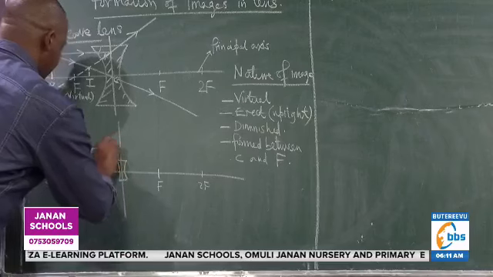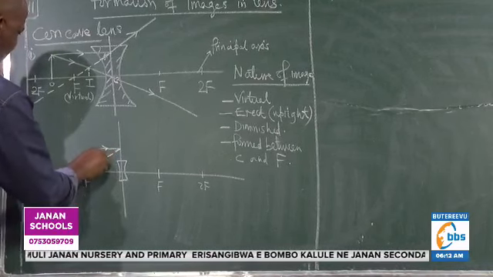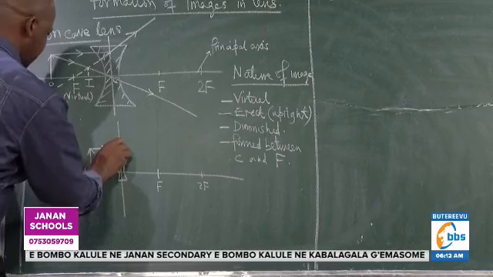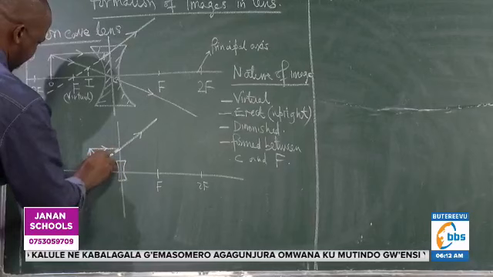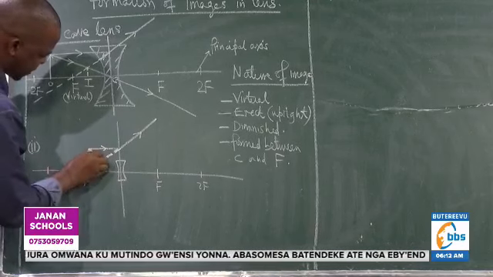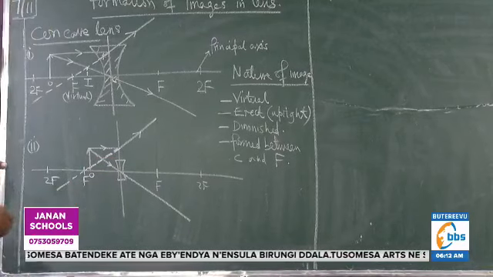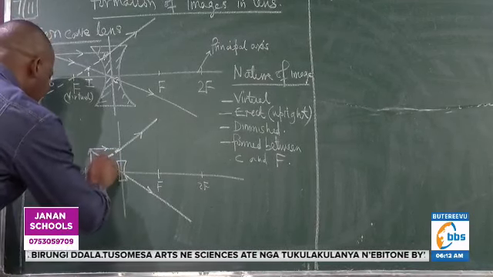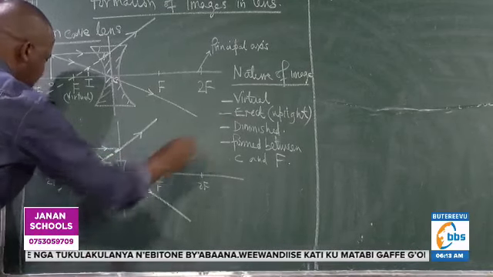we said we must have a ray parallel to the principal axis, which will definitely be refracted to pass through the focal point. But at this point, it is refracted, but it appears to be coming from the principal focus. And we said we must have another ray that should pass through the optical center. If you have a ruler, the ray passing through the optical center does not meet any refraction at all. The image will be formed here, and it is virtual, as I already identified earlier and put the characteristics.